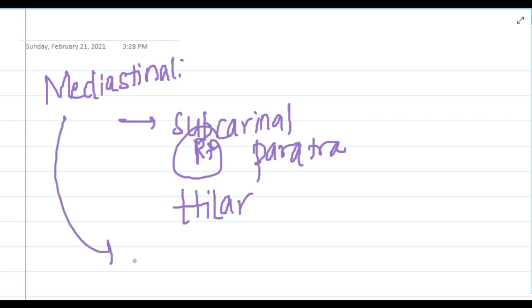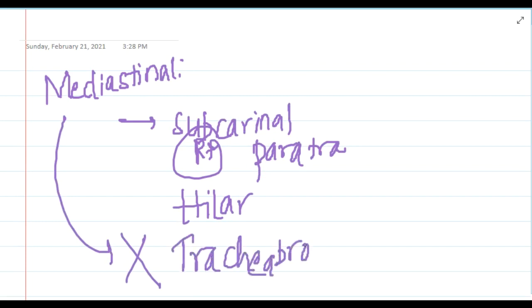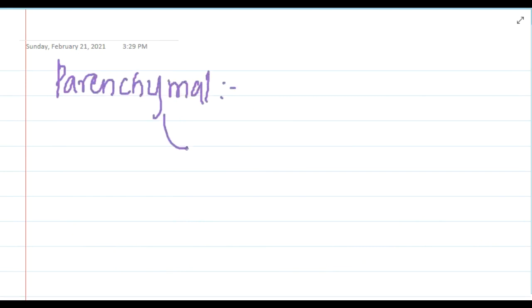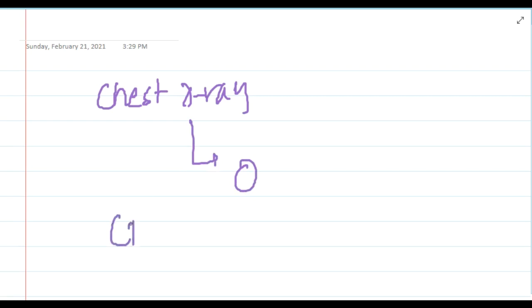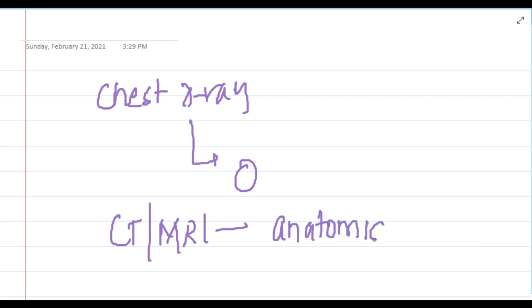And this mediastinal bronchial cyst does not communicate with the tracheobronchial tree. That is one important thing. Then we have the parenchymal type of bronchial cyst. These parenchymal type of bronchial cysts are mainly perihilar, and these will communicate with the tracheobronchial tree. If you do a chest x-ray, you will see a dense mass. On CT or MRI, you can clearly find the anatomical location or delineation of this mass.